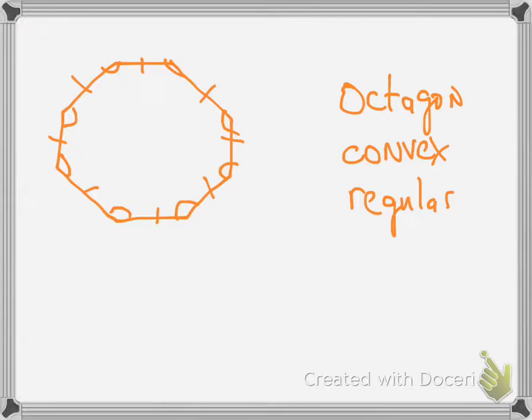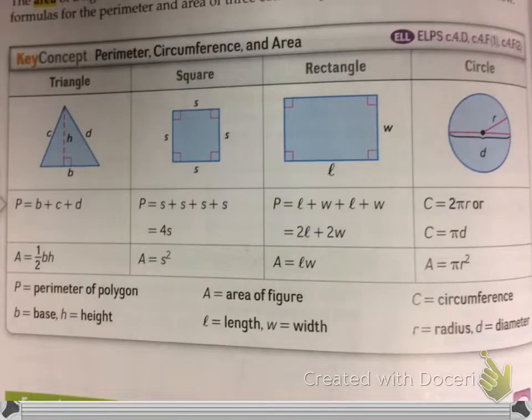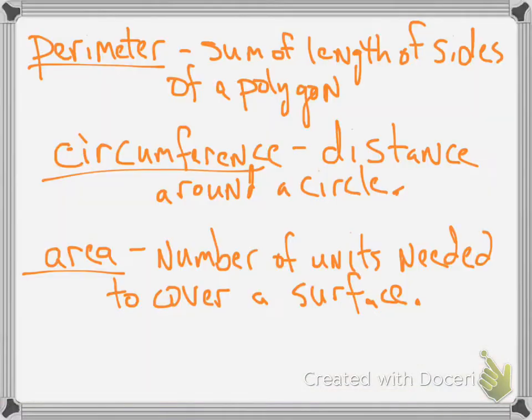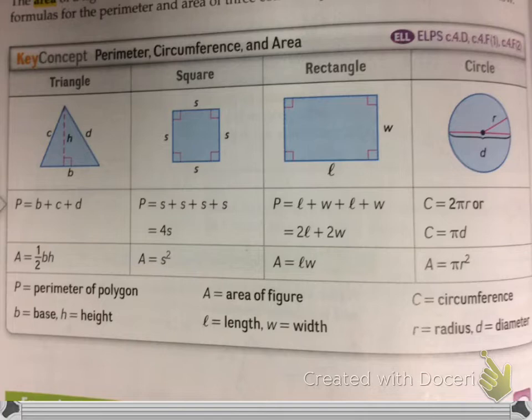Okie dokie. Make sure you know your perimeter formulas for a triangle, square, rectangle, and circle, circumference, and area formulas. And don't forget that the perimeter is just the sum of the lengths of the sides of a polygon. The circumference is the distance around a circle, which is kind of like the perimeter of a circle. And the area is the number of units needed to cover a surface. Make sure you know how to use those formulas.